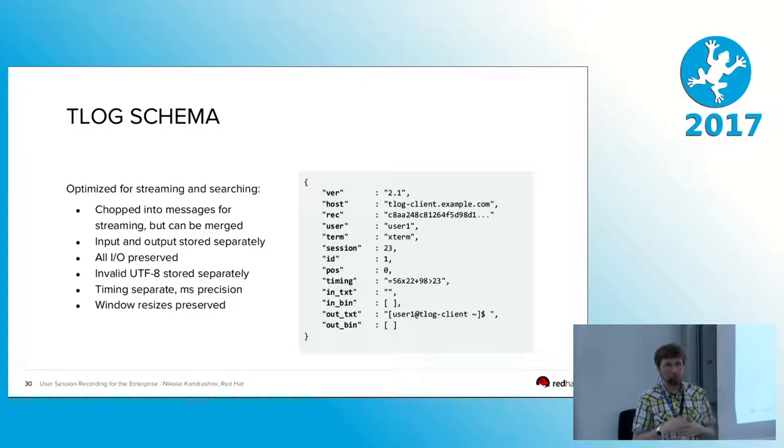We store input and output separately in separate fields, because we want them to remain searchable. They are coming in at the same time, and if you just store them in the same field, they will be interspersed and you won't be able to search it. We preserve everything, even if it's binary, and if there is an invalid UTF-8 which cannot be encoded in JSON, then we just put it in as an array of bytes. So we can extract everything. If somebody just dumped an archive on their screen, you can extract that. We also store timing with millisecond precision in a separate field, and window resizes.